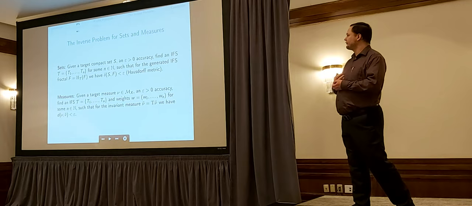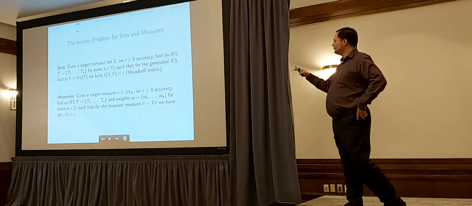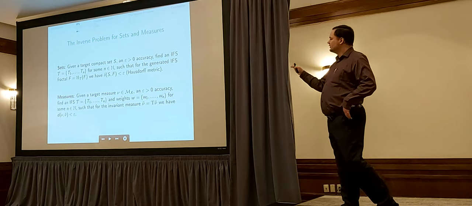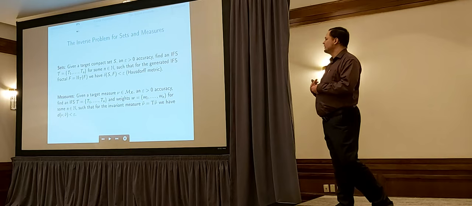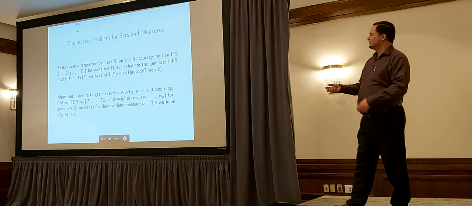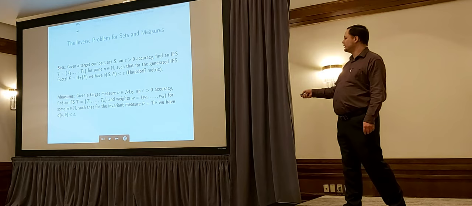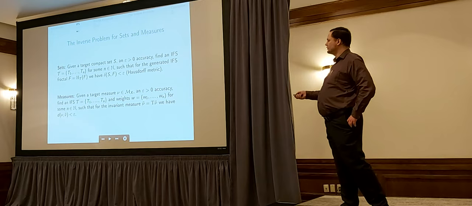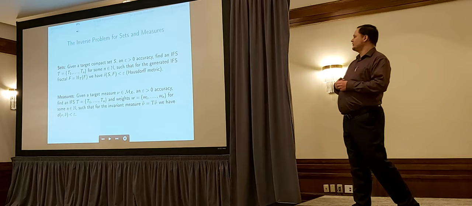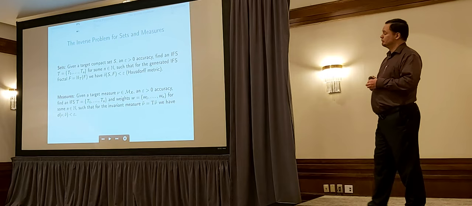Similarly for measures, we might also fix the cardinality a priori, but then we are seeking an IFS with associated weights, because we'll be combining the action of the push forwards according to those weights, so that the invariant measure, according to that combined map, is going to be close to the target measure, under epsilon. So you might already see that this is potentially a computational problem for practical applications.